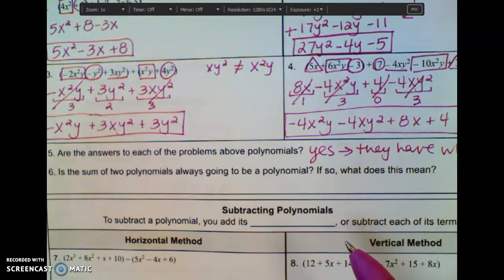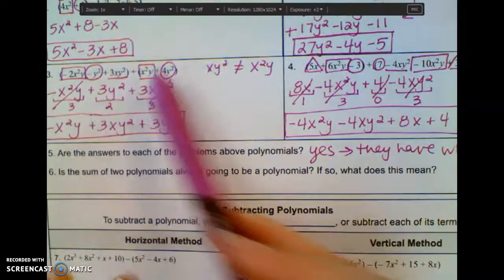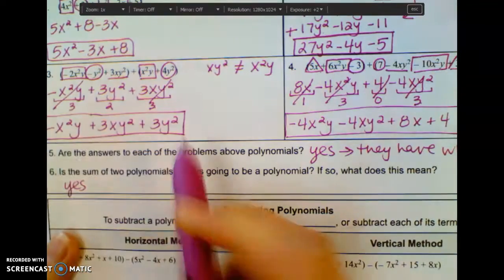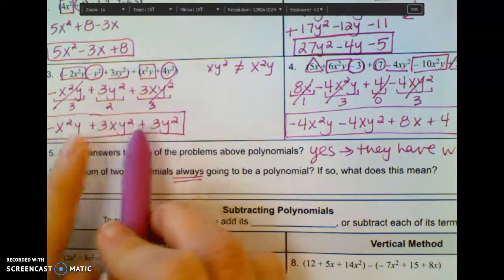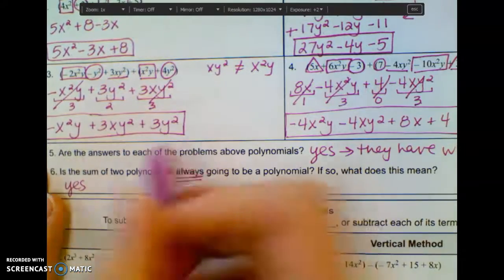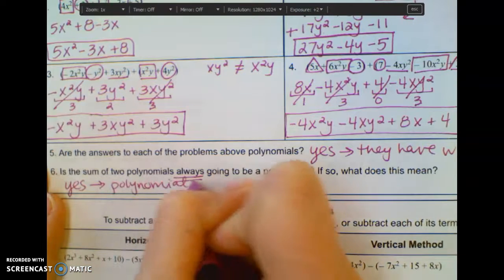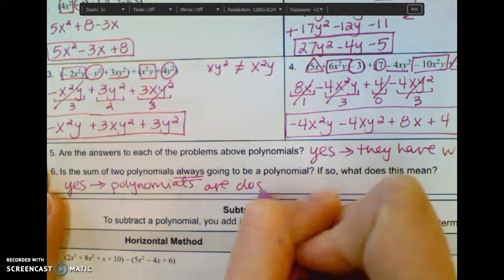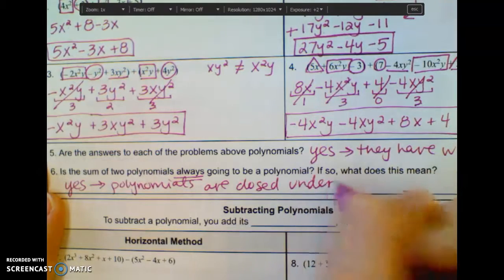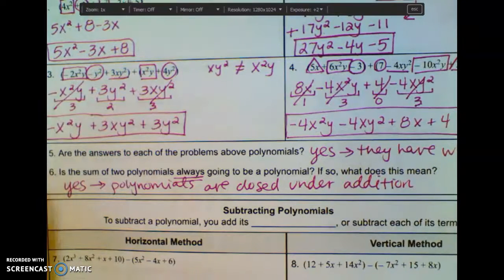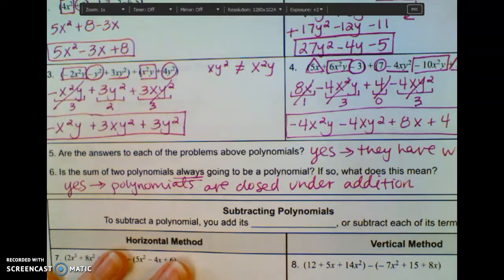So next question. Is the sum of 2 polynomials always going to be a polynomial? And if so, what does that mean? The answer to this is yes. Whenever I add 2 polynomials together, I will always get another polynomial. And this means that polynomials are closed under addition. They are closed under addition, and that just means if I take any 2 polynomials and add them, I will always, always, always get another polynomial.